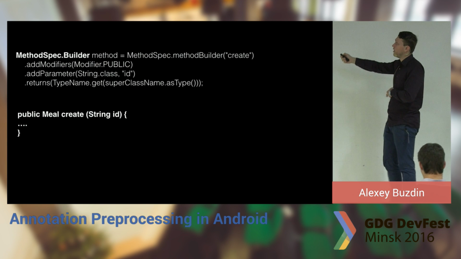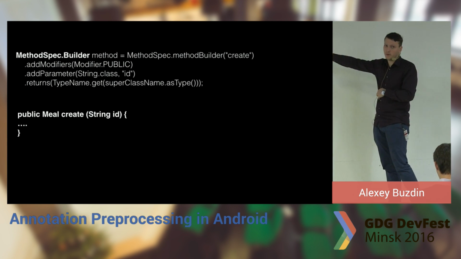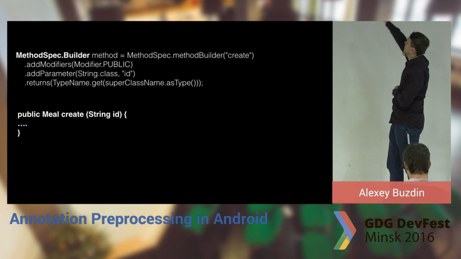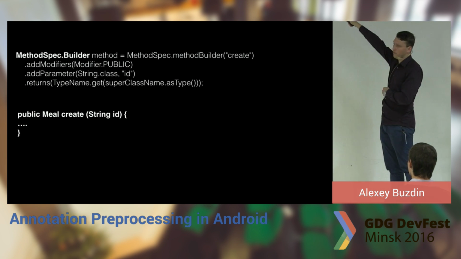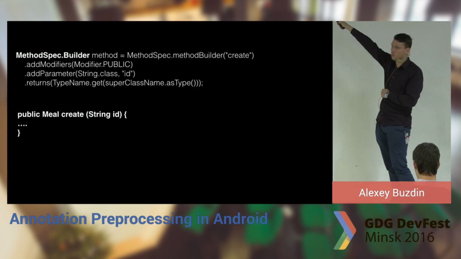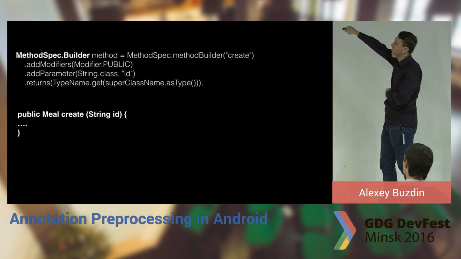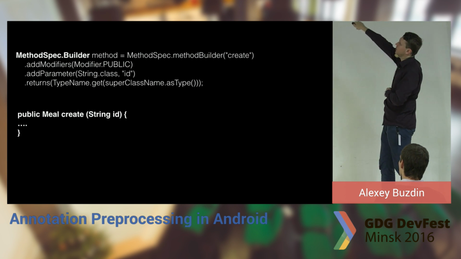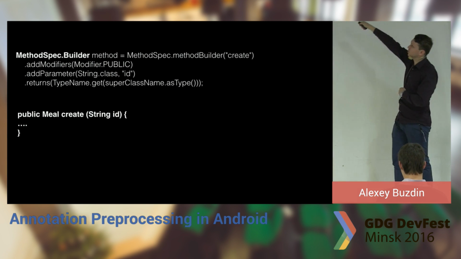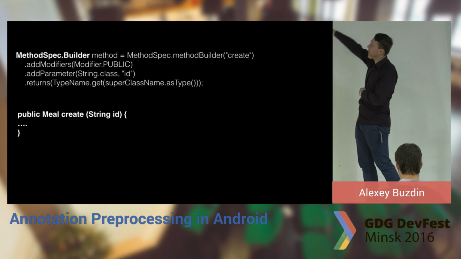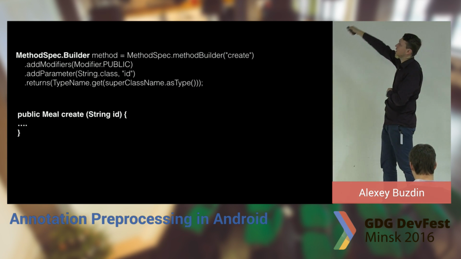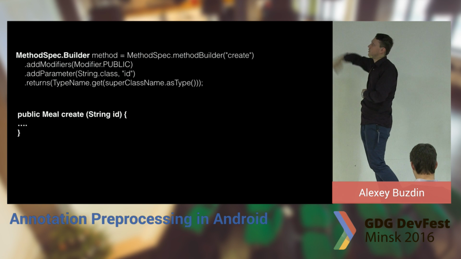So a method that will take a string and create a meal. Here is how we can describe it. We say we need a method called create. It should have a public modifier. It should have a parameter called ID with a string type. And it should return a type name, get superclass as type name. So we have this parameter superclass name of meal, and it should return. This is just how we convert with this Java lang model.